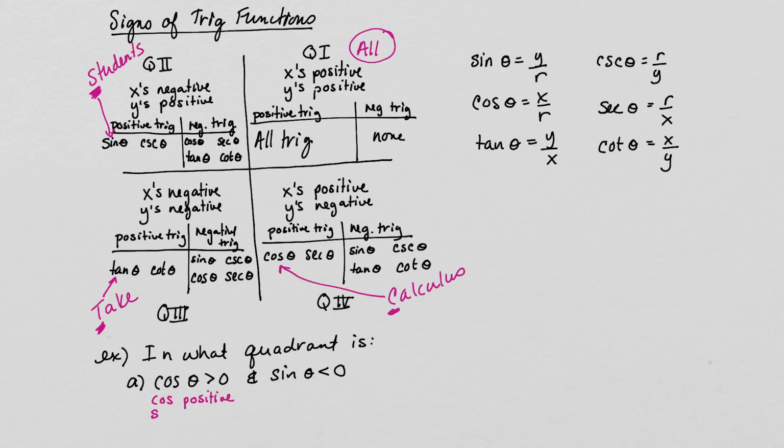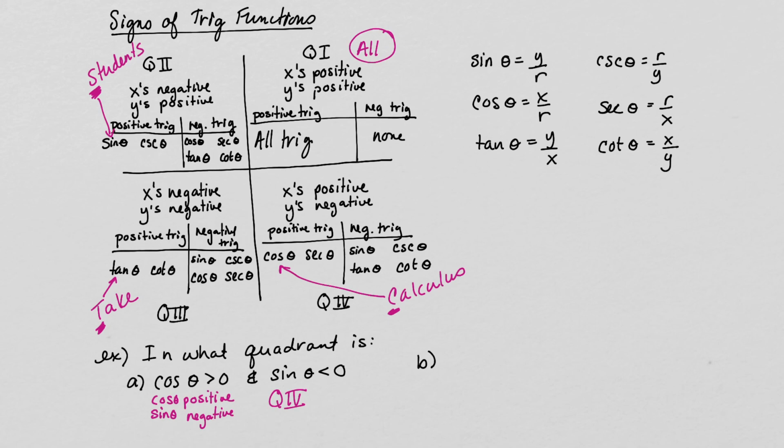And what about the sine? Are we looking for the sine to be positive or negative? So cosine of theta needs to be positive. Sine of theta needs to be negative. Okay. So now we got to look. Which one of our 4 quadrants has the cosine being positive but the sine being negative? Yeah, the 4th one. So this answer here is quadrant 4.